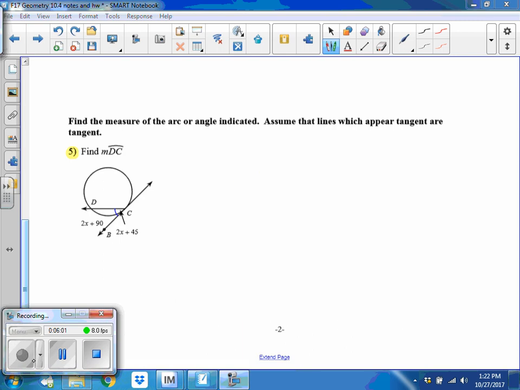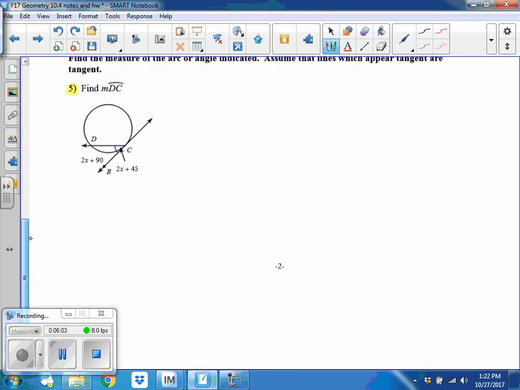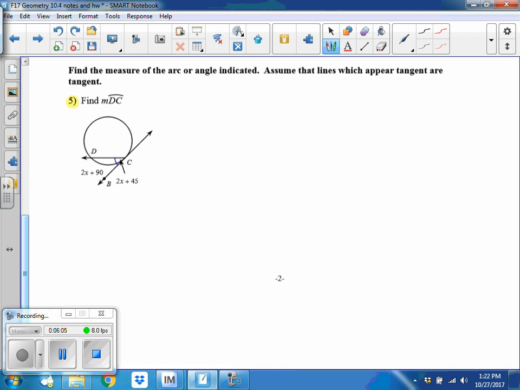Let's move to number 5 now. Now we have to find the measure of arc DC. Regardless, we have to solve for x. The first thing you have to do in every single problem is solve for x. The vertex is on the circle, so if I double this angle, it has to equal this arc. So I say 2 times (2x plus 45) equals 2x plus 90.